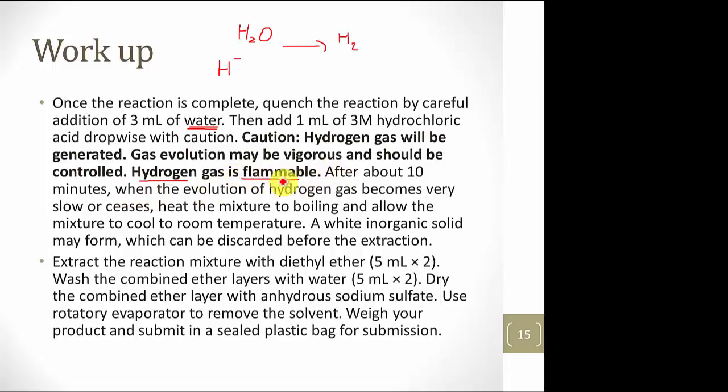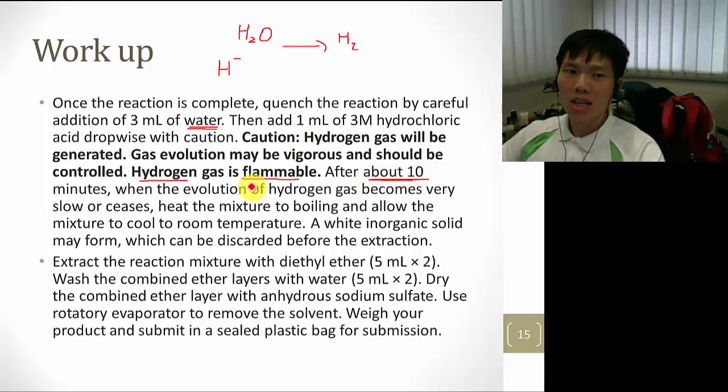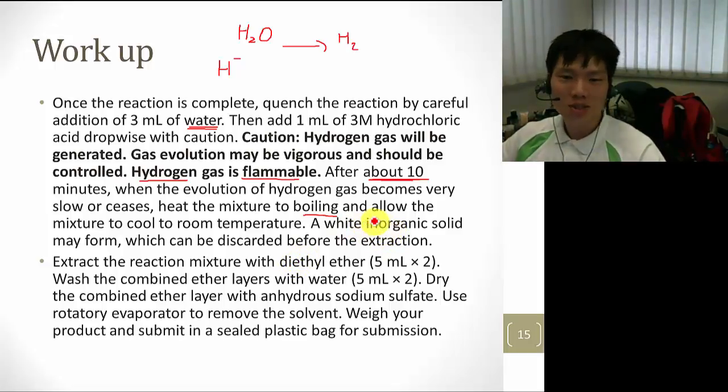So about 10 minutes, about. You should make your own observations. When the evolution of hydrogen gas becomes slow or ceases, heat the mixture to boiling. Again, do not just turn the knob to the highest temperature and start to boil. You may not be able to control it afterwards. Allow the mixture to cool down to room temperature afterwards, and you get a white inorganic solid. But that's not what we want. Discard it before the extraction, not after. So you do a filtration first and continue with the extraction.